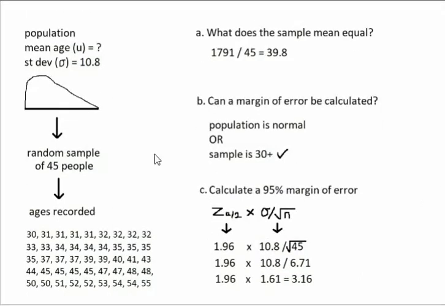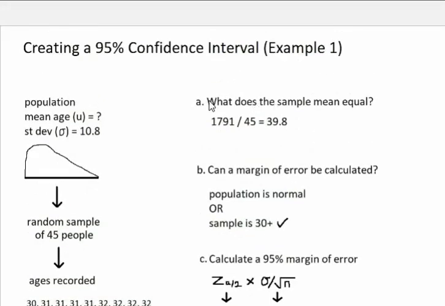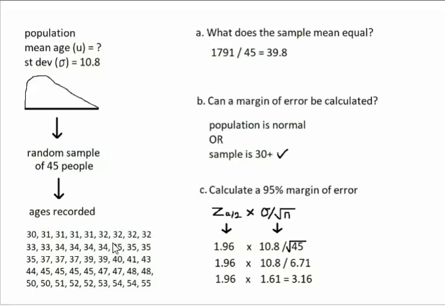And we take a random sample of 45 people, we record their 45 ages right here, and in part A, we want to know what does the sample mean equal. To get the sample mean, we take our 45 values, the ages, and we add them and divide by 45. That gives us the mean of the data set, and it's 39.8. In part B, we have to know if a margin of error can be calculated. So we have to use our checklist that we've been using for when a sample mean is being calculated.